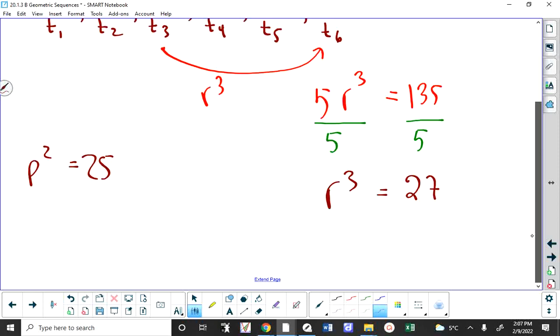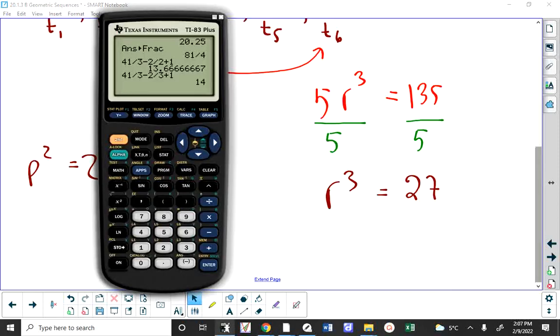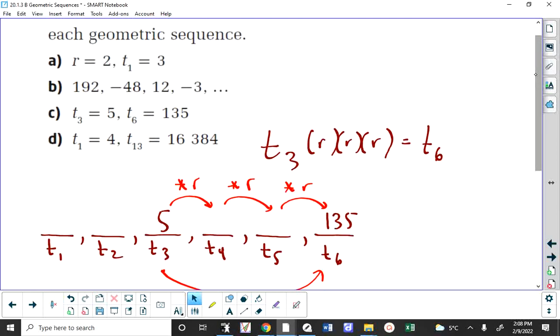3 cubed is the number that you cube to get 27. If you are in a particularly not confident mood, which we all get in, you might want to go to your calculator, and if you go to the math menu, there actually is a cube root button. We can take the cube root of 27 and get 3. Now that we know the common ratio is 3, I'm going to take the approach that I took.